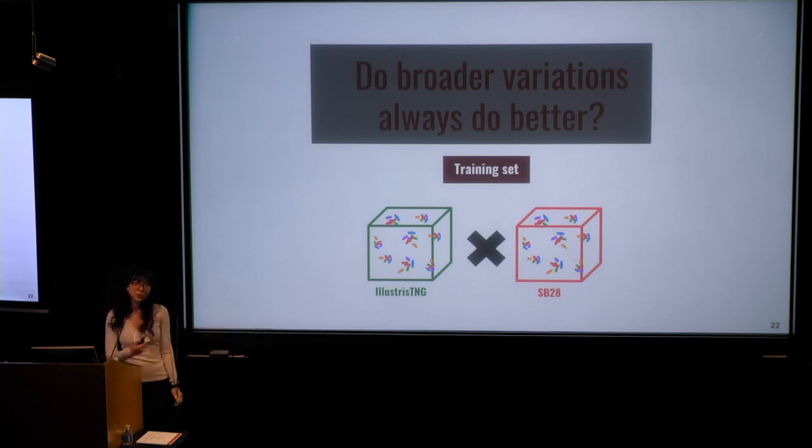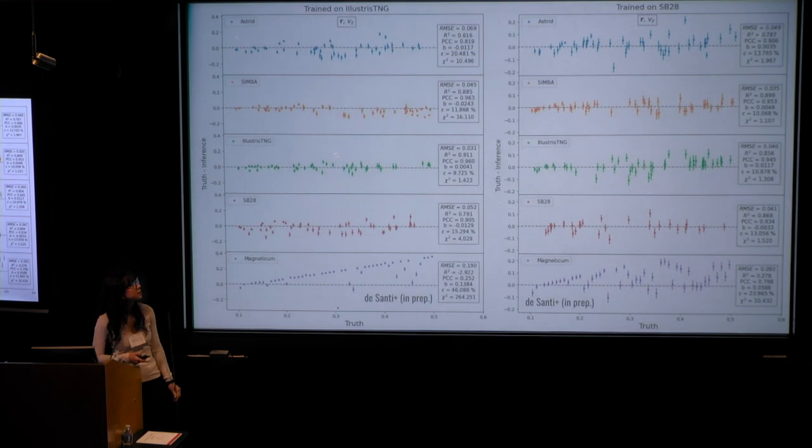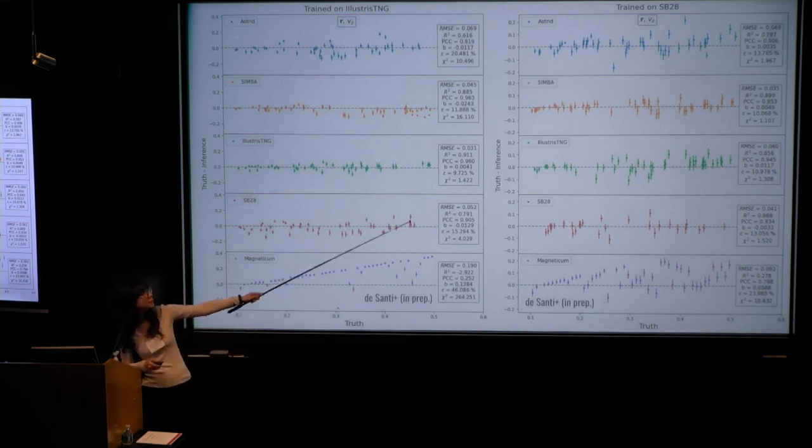So what happens if we train a machine learning model on Illustris-NG and then test on all the others? Or if we go as crazy as possible and train our machine learning models on these craziest variations, varying all the 28 astrophysical and cosmological parameters? So here you can take a look at the predictions. On the left for the model trained on Illustris-NG, and on the right for the model trained on SB28.